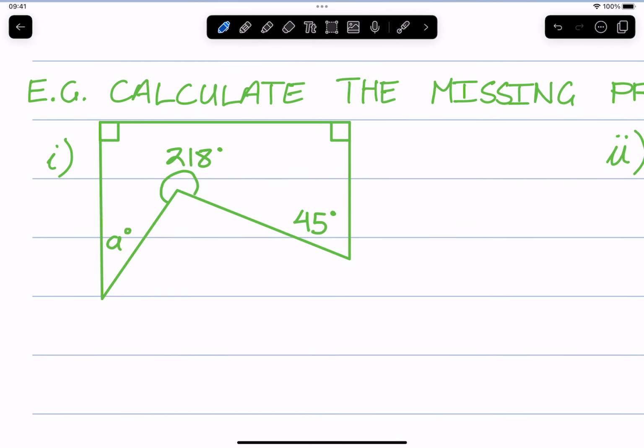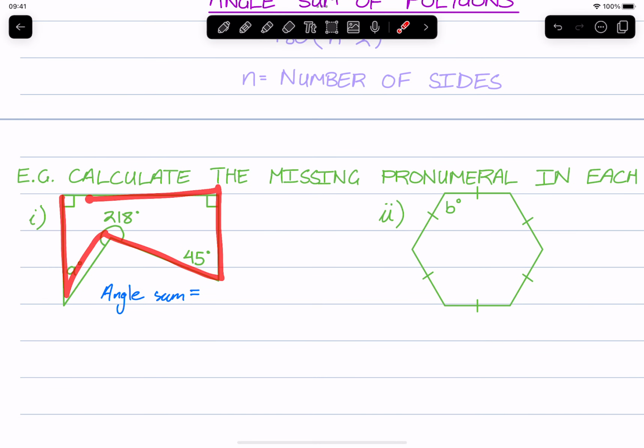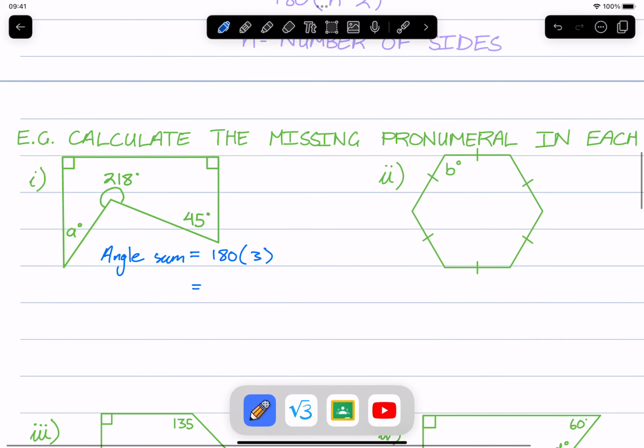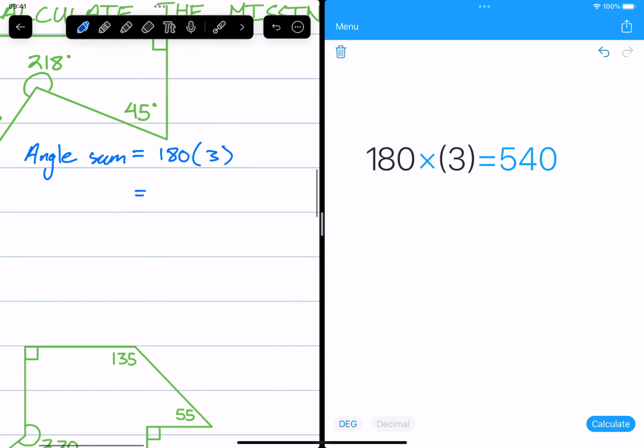So let's write this down. The angle sum. Well, for this, if we count the sides, 1, 2, 3, 4, 5, it's going to be 180 times (5 minus 2), which is 3. That's going to be 180 times 3, 540.